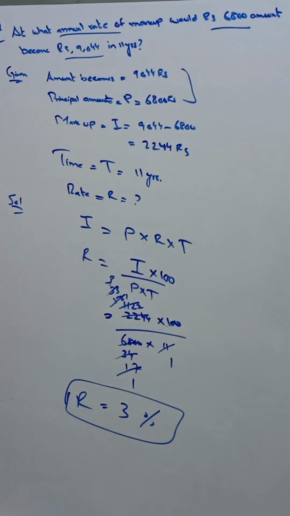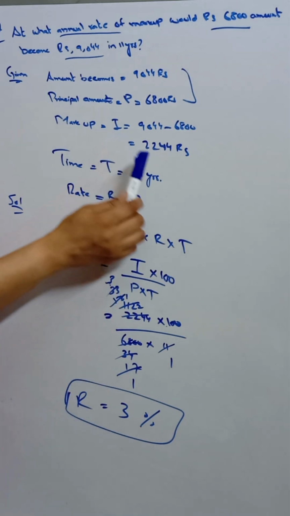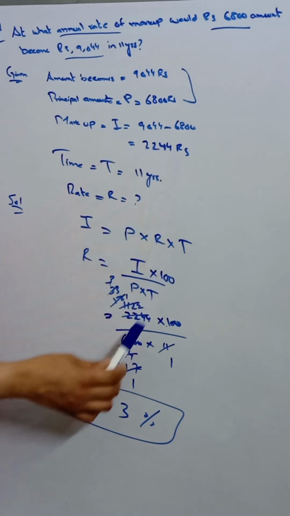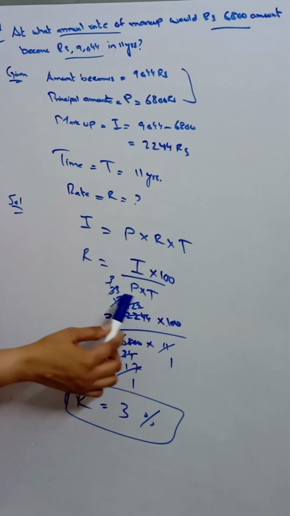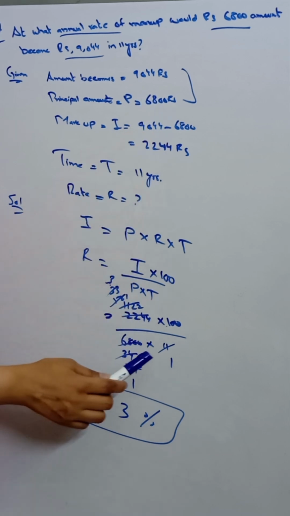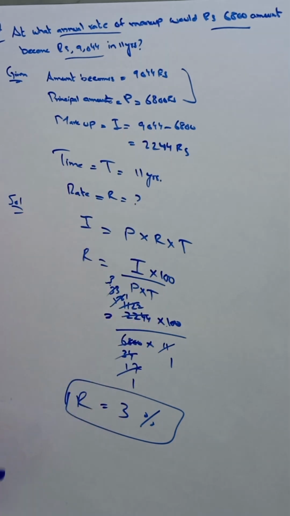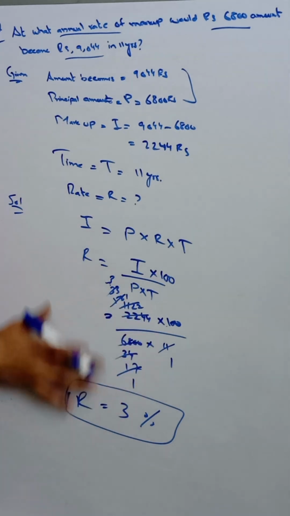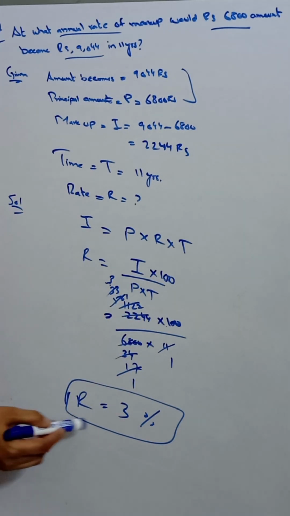Alright, so let's begin. Put the values in it. What is I here? Markup 2,244, but multiply by 100. What is the P here? Actual amount 6,800 multiplied by 11 time. Now cut it off. You can solve it by yourself. The answer will be 3%. This is the rate.